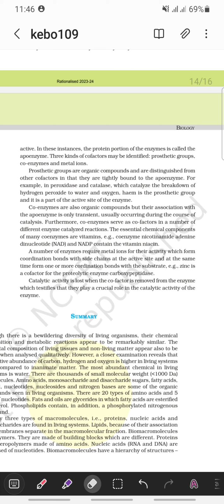A number of enzymes require metal ions for their activity, which form coordination bonds with side chains at the active site and at the same time form one or more coordination bonds with the substrate. Example: zinc is a cofactor for the proteolytic enzyme carboxypeptidase. Catalytic activity is lost when the cofactor is removed from the enzyme, which testifies that they play a crucial role in the catalytic action of the enzyme.